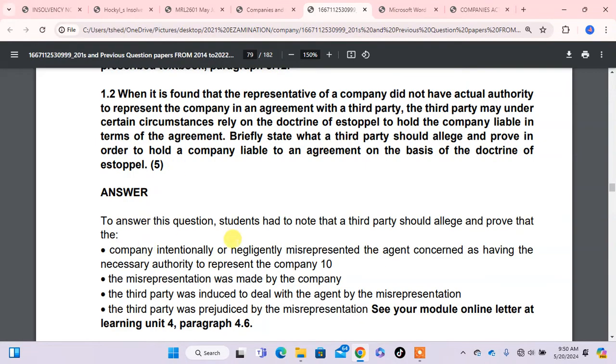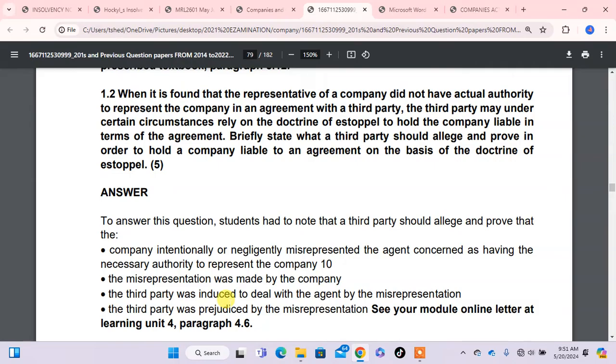They said that to answer this question, students had to note that a third party should allege and prove that, number 1, the company intentionally and/or negligently misrepresented the agent concerned as having the necessary authority to represent the company. Number 2, the misrepresentation should have been made by the company. And number 3, the third party was induced to deal with the agent by the misrepresentation. The fourth one, the third party was prejudiced by the misrepresentation. And if you need more, you can check the online letter at unit 4, paragraph 4.6.